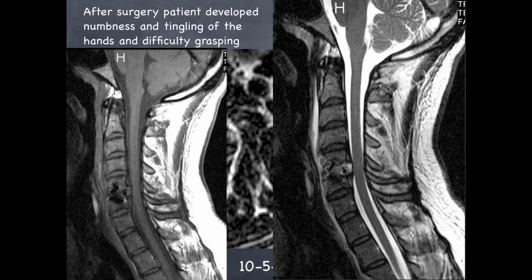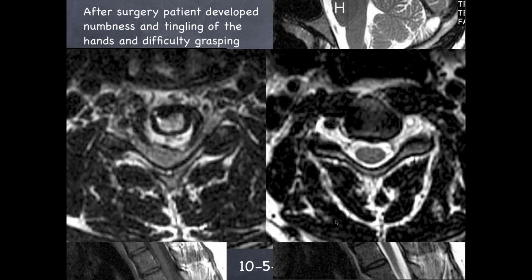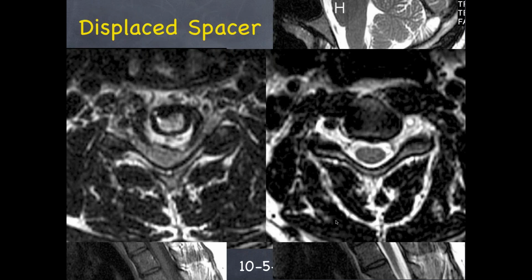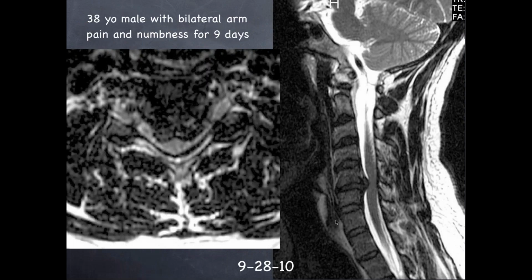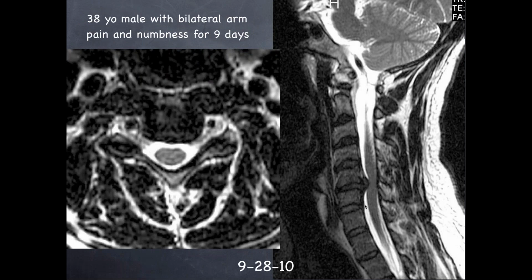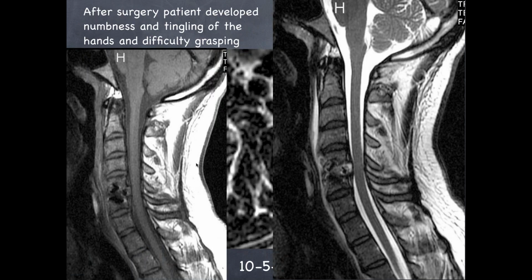Seems like the extruded disc is gone, but there may be some in the interspace. So a small recurrent disc there, a tiny bit on the left side. So this was a disc spacer that they put in. This just shows that they put in a fusion with a disc spacer, but the disc spacer is very proud here, and you continue to have pressure on the cord in this particular patient, even after the surgery.